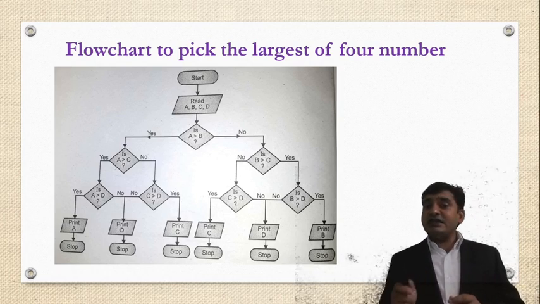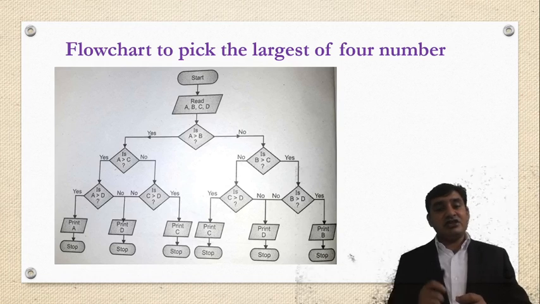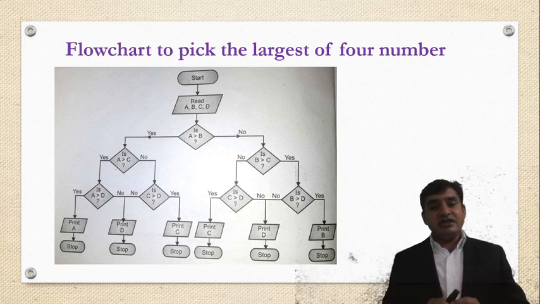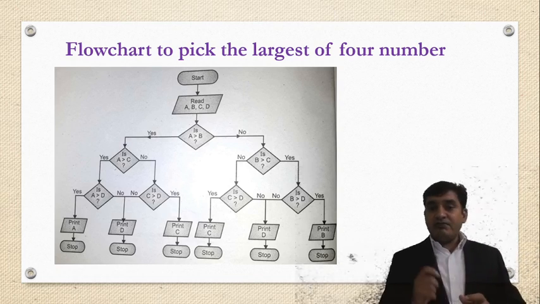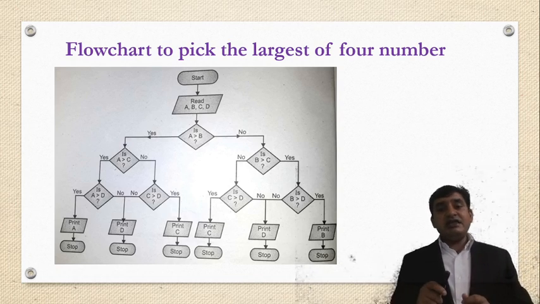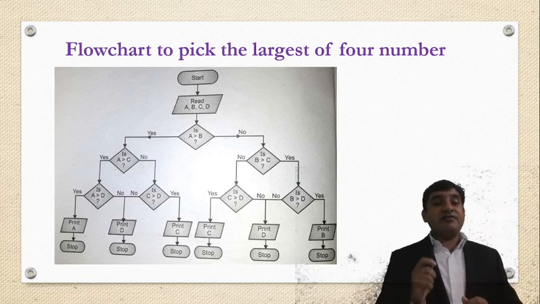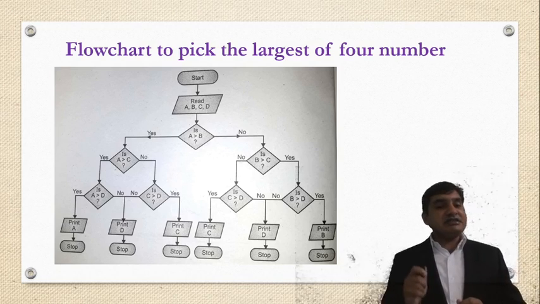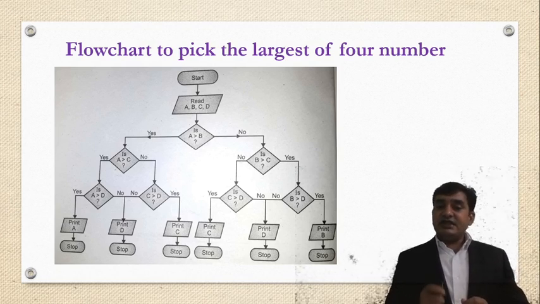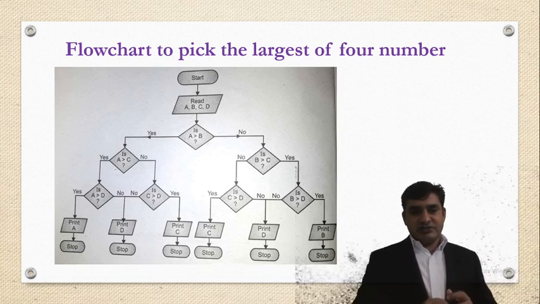Is B greater than C? If yes, check the third condition. Is B greater than D? If yes, then B is the largest number. Okay, but if A is greater than C, this condition is false, then check second condition, that is C greater than D? If yes, then C is the largest number. If no, then D is the largest number.